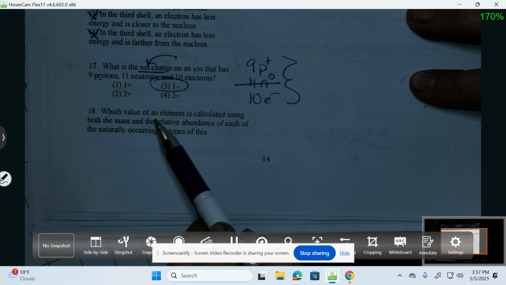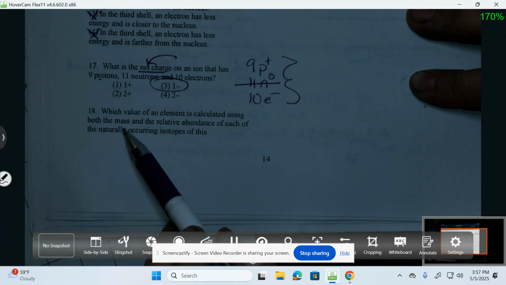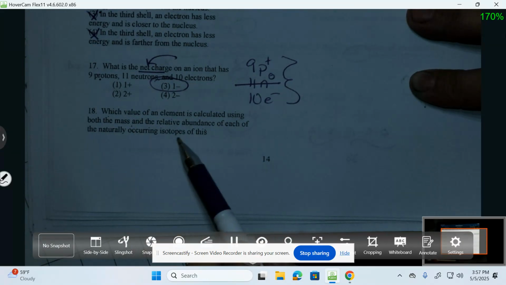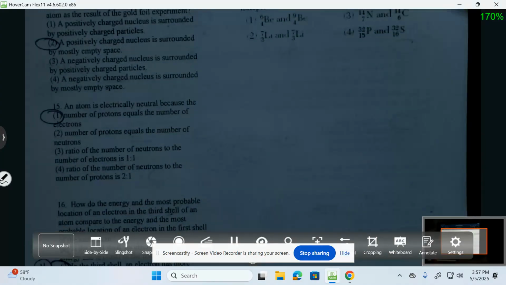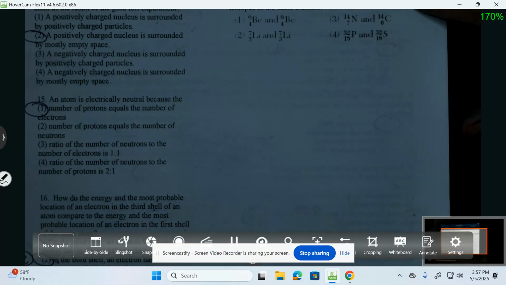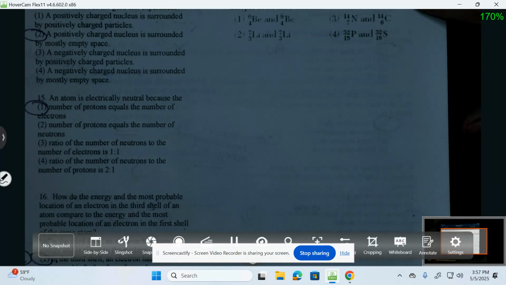All right. Which value of the element is calculated using both the mass and the relative abundance of each naturally occurring isotopes of this element? If we want to use the percent abundance and the naturally occurring isotopes, you are looking at the atomic mass.